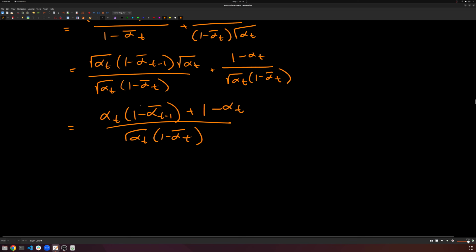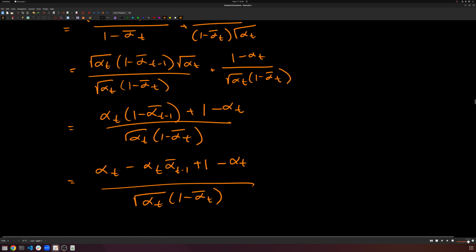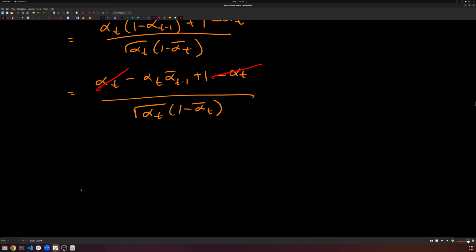Let's go ahead and actually distribute the alpha t in. So that's going to be alpha t minus alpha t alpha hat t minus 1. So we already see that property show up again. And we have plus 1. Let's write this a little bit cleaner. Alpha t minus 1 plus 1 minus alpha t. So that's going to disappear. And we, of course, again, divide by square root of alpha t, 1 minus alpha hat t, which means this term and this term will cancel. And so all we are left with is this part right here.